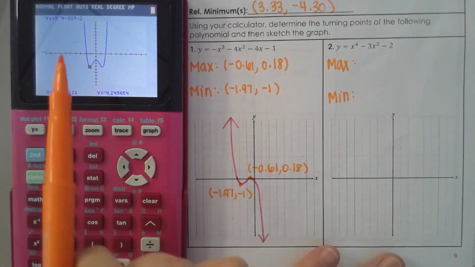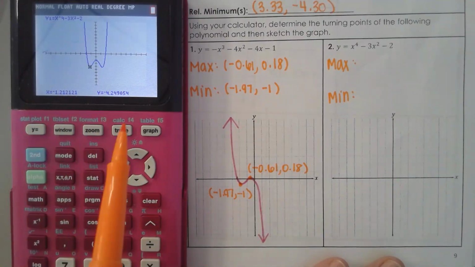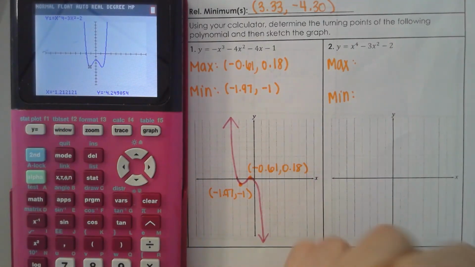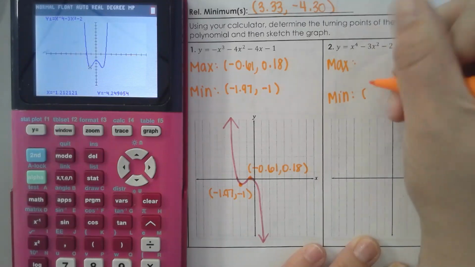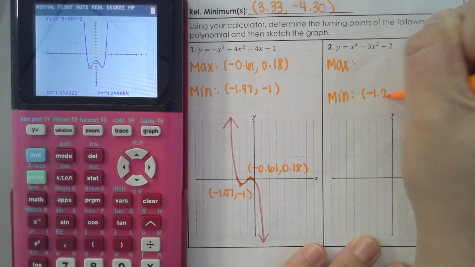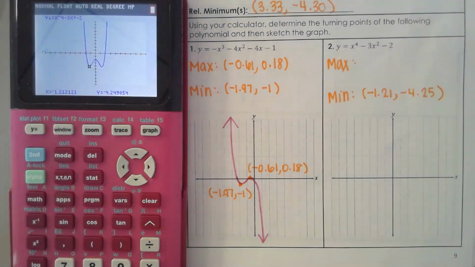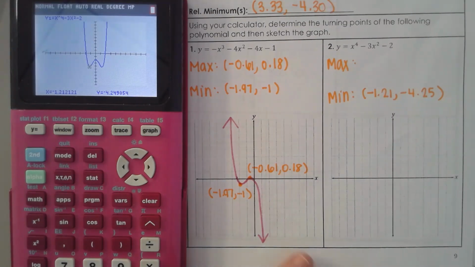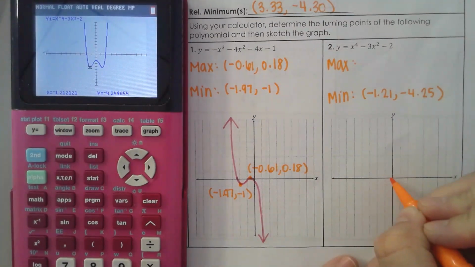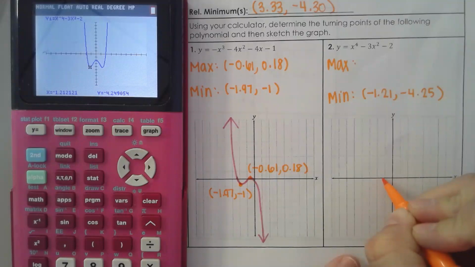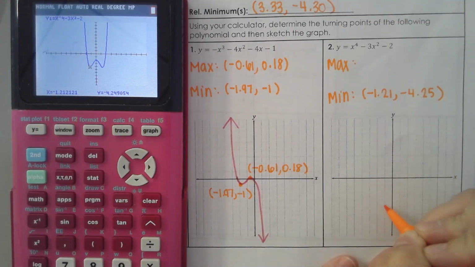So my first minimum, that's the one I went to first, is negative 1.21, negative 4.25. So I'm going to go to the negative 1 and a little bit more. I'm going to go down 4 and a little bit more.